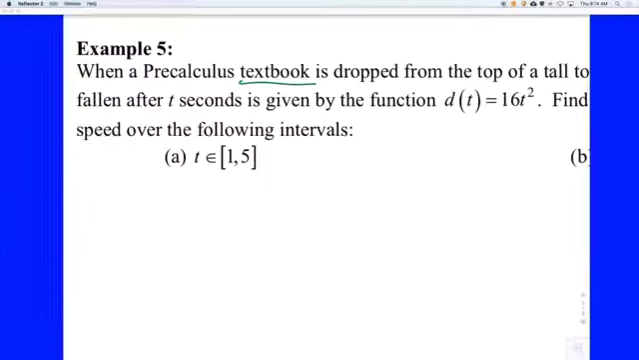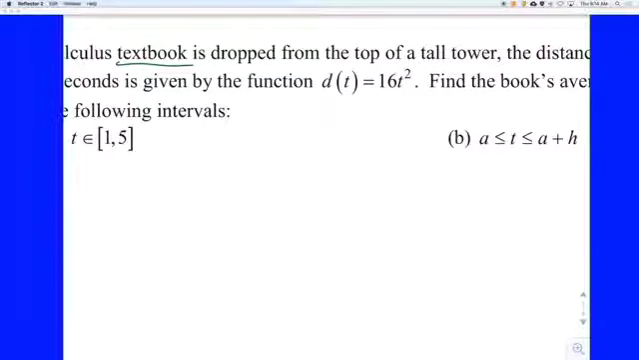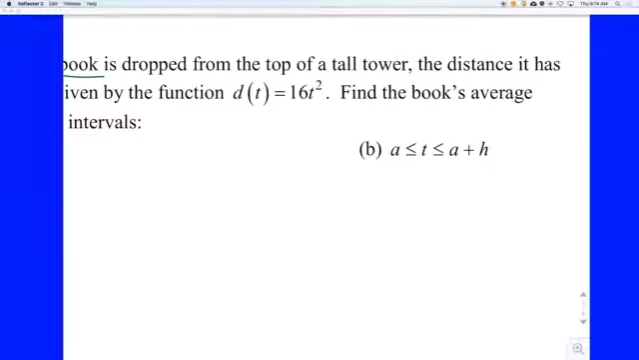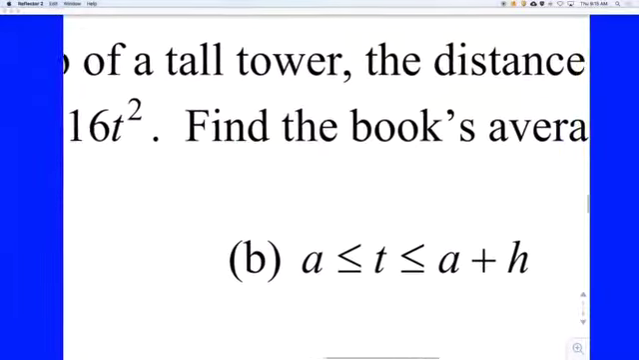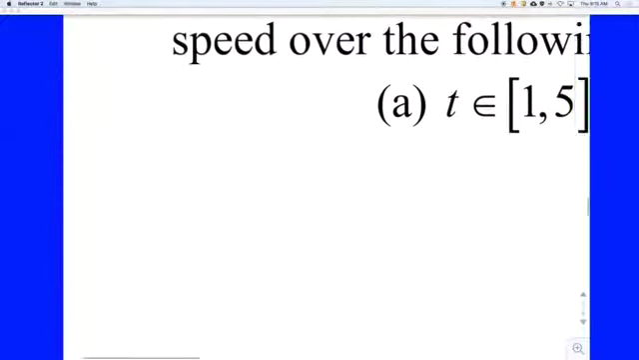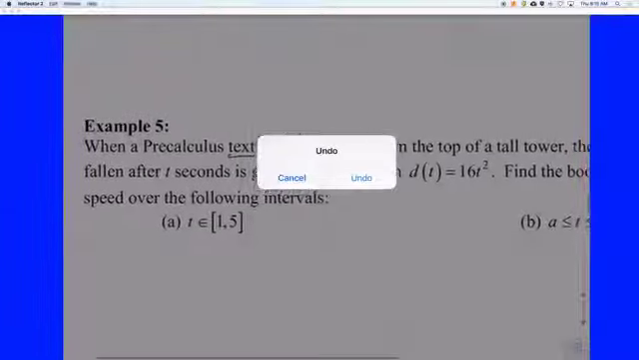All right, so after t seconds, the height above ground, or the distance that has fallen, is given by d of t equals 16t squared. That's a real equation, by the way. That's how it works near the surface of the Earth. If you get a really tall tower and you're too far away from the surface of the Earth, rules change, okay? But if you're within the atmosphere, that should work. Find the book's average rate of change, or the average speed, average rate of change of position, non-directional is speed, over the following intervals.